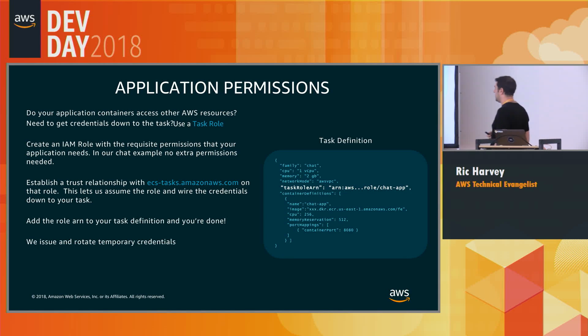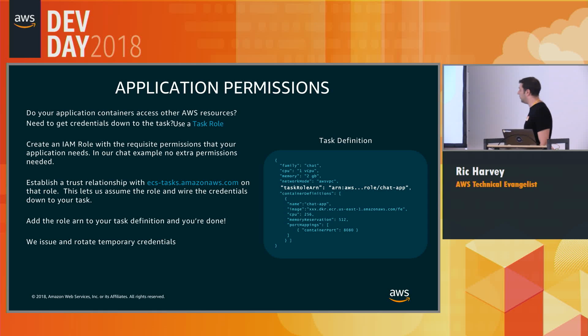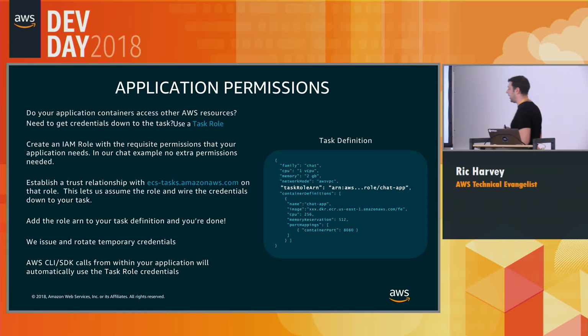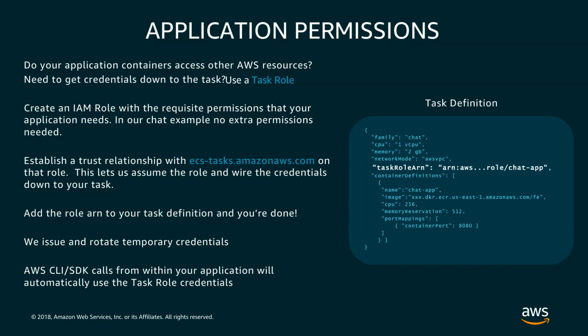Let's have a look at one of these here. So this is a task level permission that I can put in here, a task role ARN. Now we can go a little bit deeper here. This is basically what allows your application to access AWS services without having keys embedded in your code. So if you've ever spun up an EC2 instance and had an IAM role on, it's the same thing.